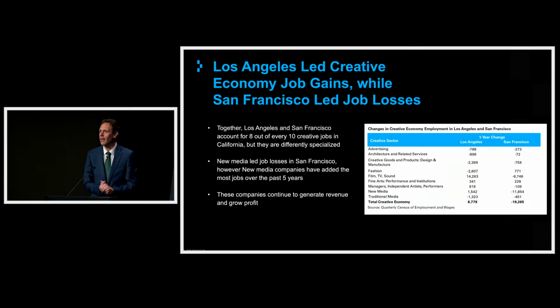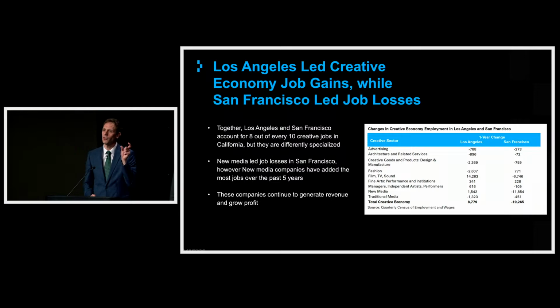Finally, and this is a perfect slide for this audience, when we look within California, we see that over the past year, Los Angeles added more creative economy jobs than any other part of the state, whereas San Francisco shed more jobs than any other part of the state. And the reason for this is that the film and TV industry is focused here in LA, and we already saw that over the past year, that particular sector added a lot of jobs.